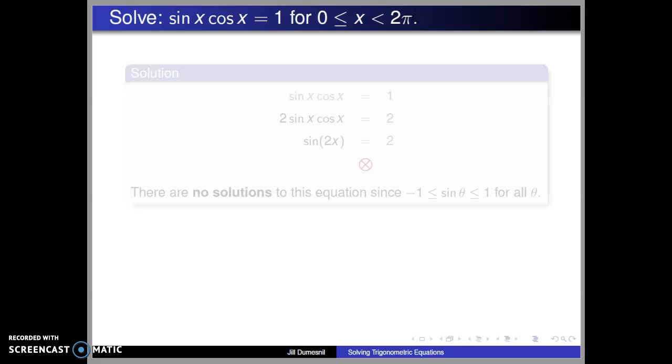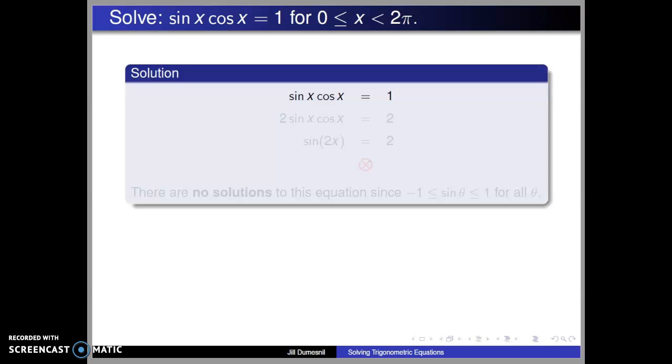Next, let's solve the equation sine x times cosine x equals 1 for x in the interval from 0 to 2 pi. At first glance, this equation does not appear to involve multiple angle inputs. Having a product equaling 1 is not helpful because we don't know that a factor has to be 1. In fact, there are infinitely many ways that a product can equal 1.